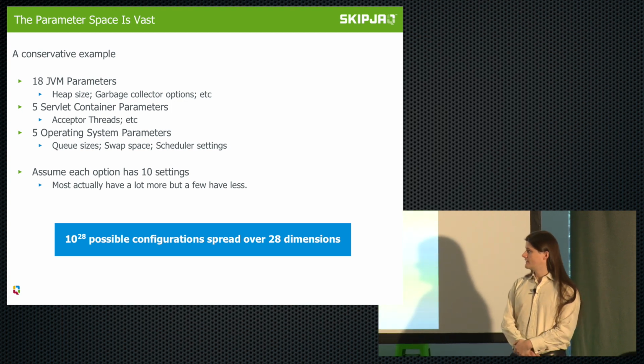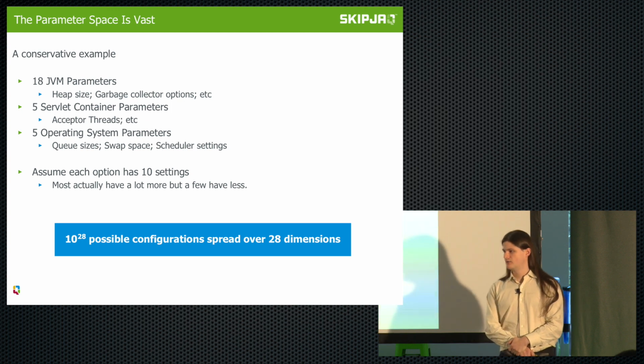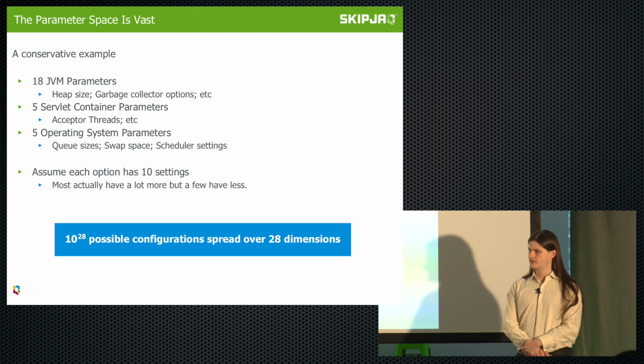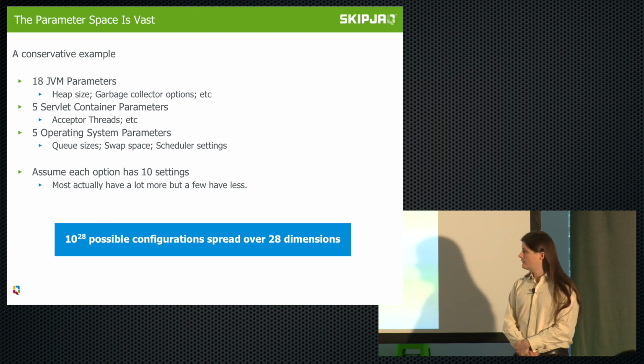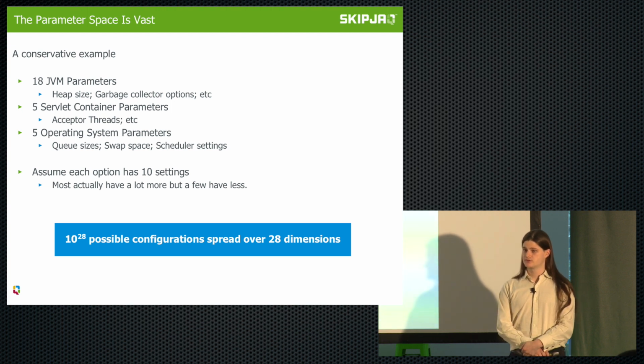This is just an example. We can tune most of the JVM parameters. There's about 18 or 20 of them. Maybe Tomcat or WebSphere or something has a handful of parameters that you're going to tune as well. Maybe your underlying operating system has TCP queue sizes and swap space and different CPU and IO schedulers that you can try out as well.